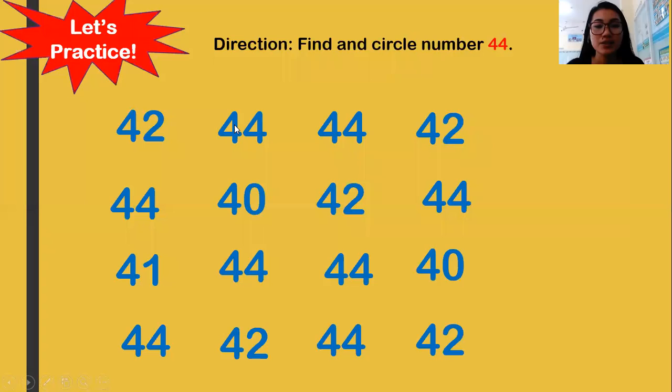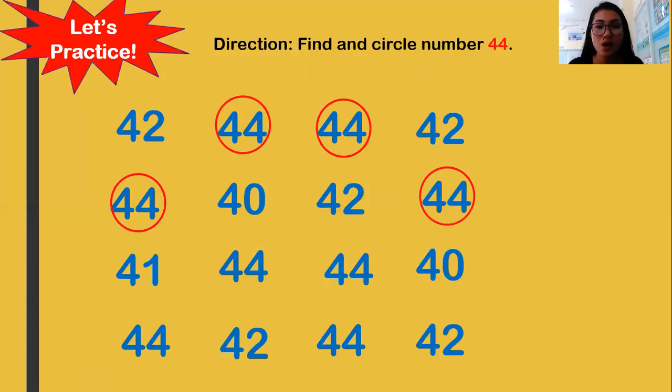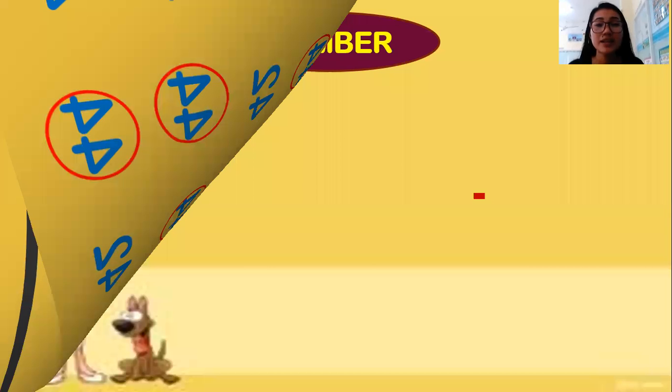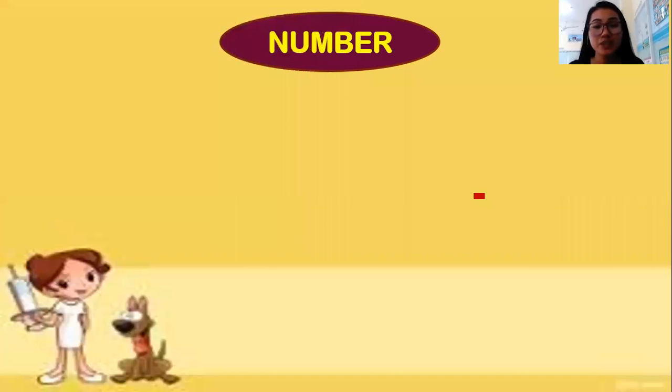Now, let's circle and find number 44. First, we have there 2, 3, 4, 5, 6, 7, 8. So there are eight 44s on this screen. Okay, amazing.